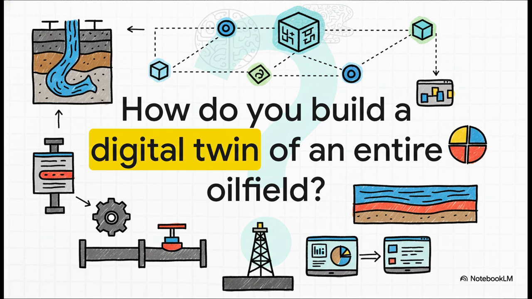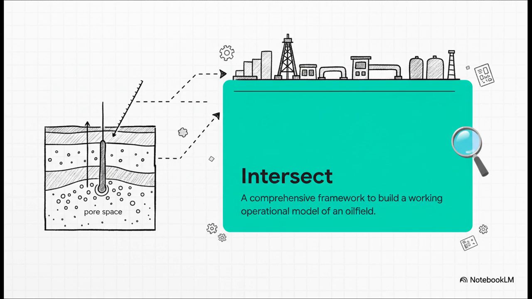I mean, think about it. You've got this incredibly complex system with geology, fluids, all this machinery, and it's all interacting under insane pressure. How do you even begin to model that accurately, let alone predict how it's going to behave and make it run better? The answer, of course, is you've got to create a true digital twin. And that's exactly where Intersect comes in.